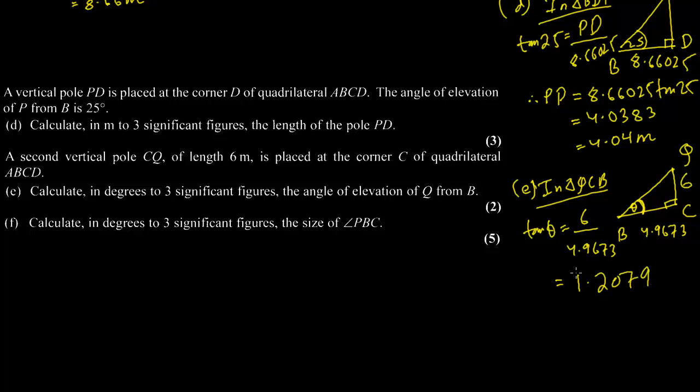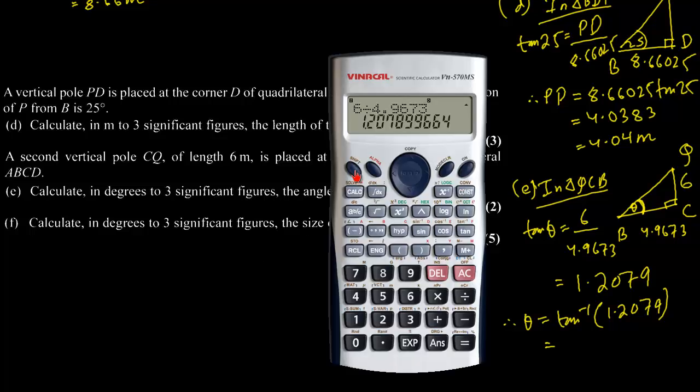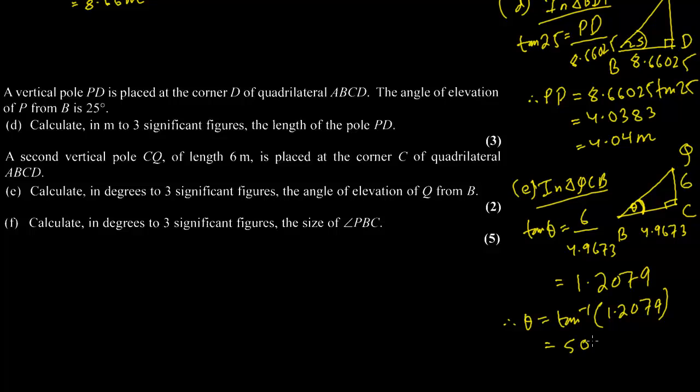1.2079. Remember, the value of sine ratio and cosine ratio cannot be more than 1. Tan ratio can be. So therefore, theta equals tan inverse of 1.2079, and that comes to be 50.379. Since I might not be needing this, I'm going to write this to 50.4, since I don't need this angle anymore.